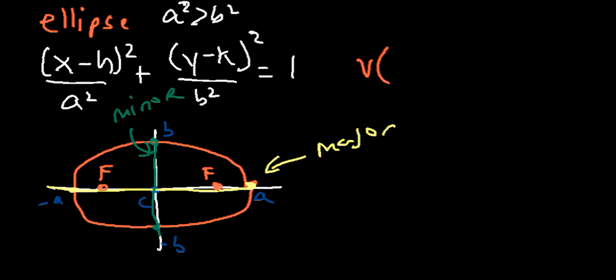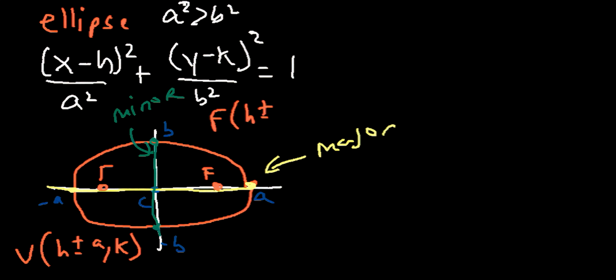So your vertices for this particular example are h plus or minus a comma k, and for your foci it's h plus or minus c comma k. And the last thing that you need to know is to find c. It's c squared is equal to a squared minus b squared for an ellipse.